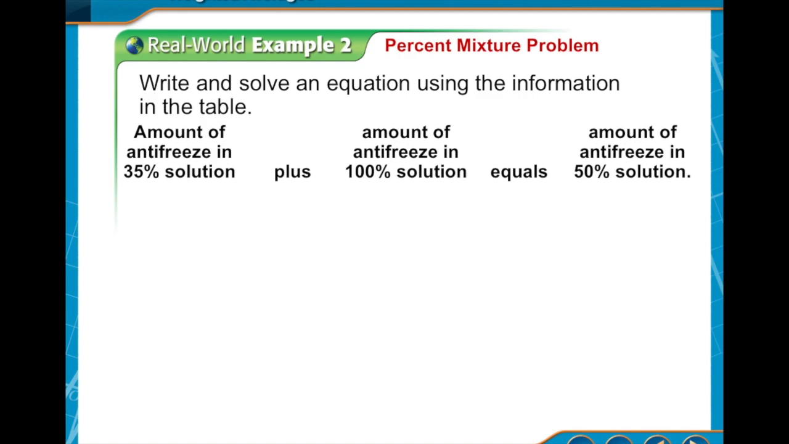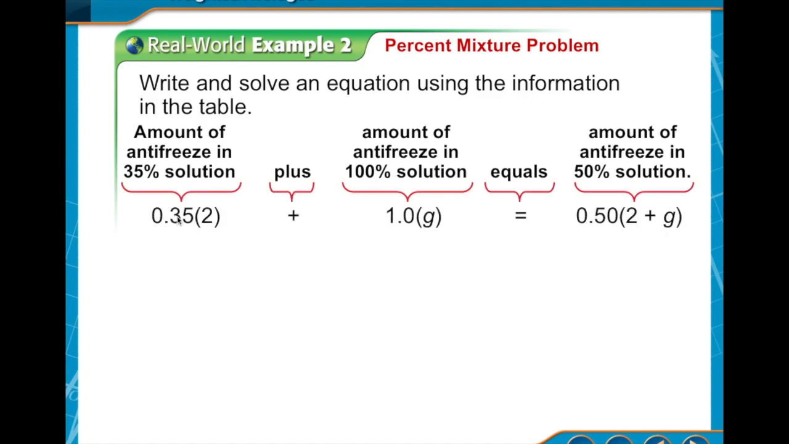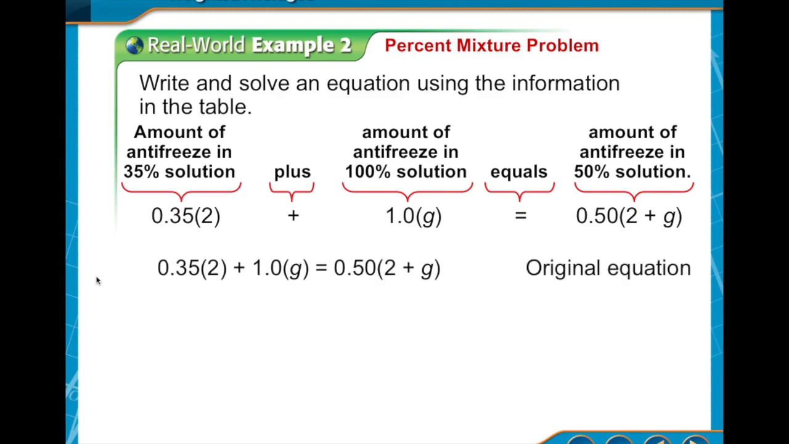So first, what's the amount of antifreeze in 35? Well, we said that's 0.35 times 2, and check your table, plus the amount of 100, 1G, is, what's the amount of the 50? 0.5 times that sum. So now we have our equation, and now we're back to solving. Can you solve a multi-step equation like we did 4, 5, 6 sections ago?